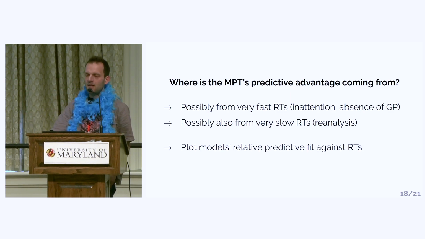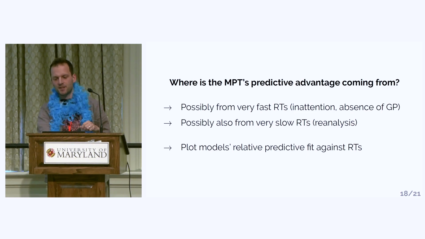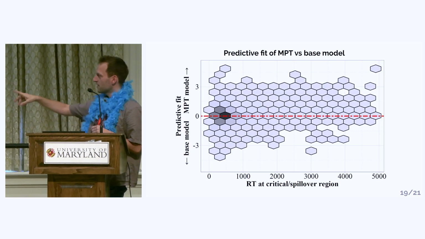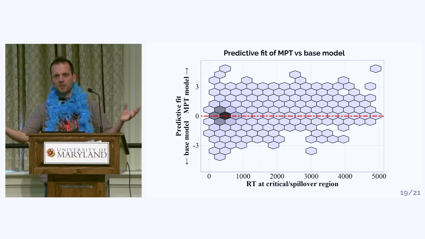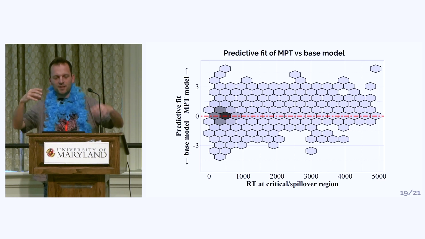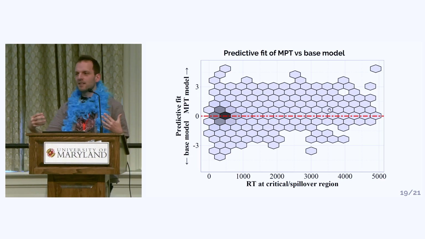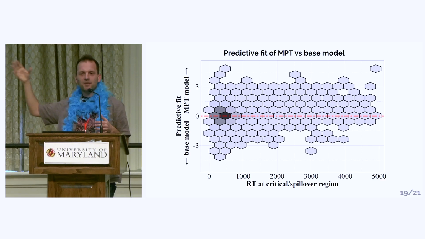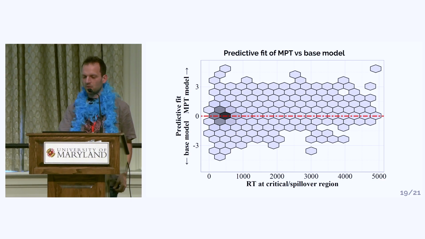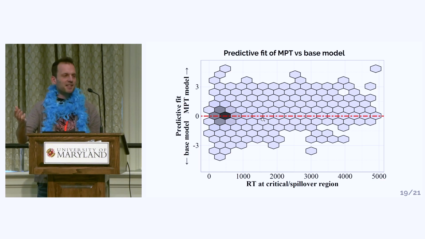Yeah. So what we can do is plot the relative predictive fit of the two models against the RTs. What you see here on the x-axis is the RTs at the critical and spillover region, all bunched together, right? And these little hexagons are cells that contain data points. So the darker the cell, the more data points are in it. A lot of the data are bunched up here, right? But there's basically data everywhere.